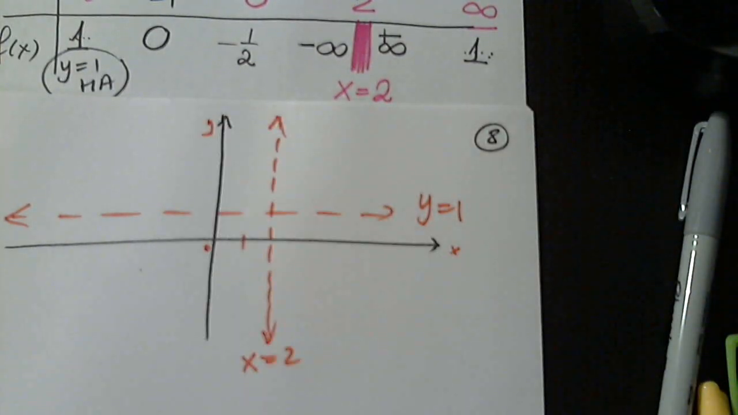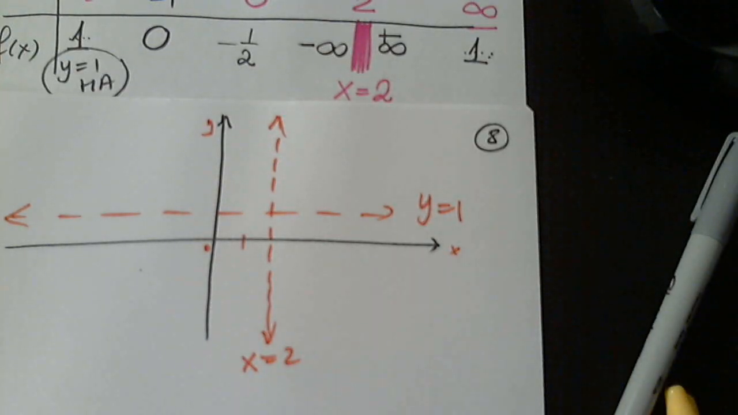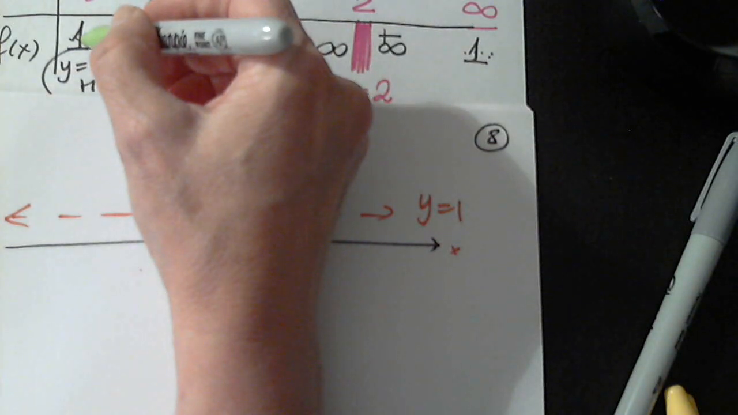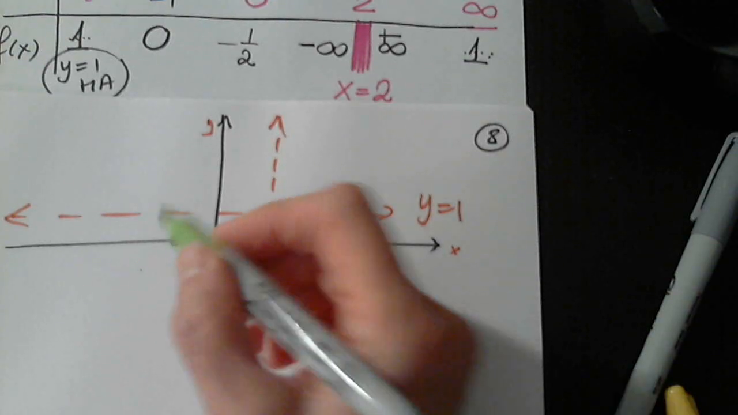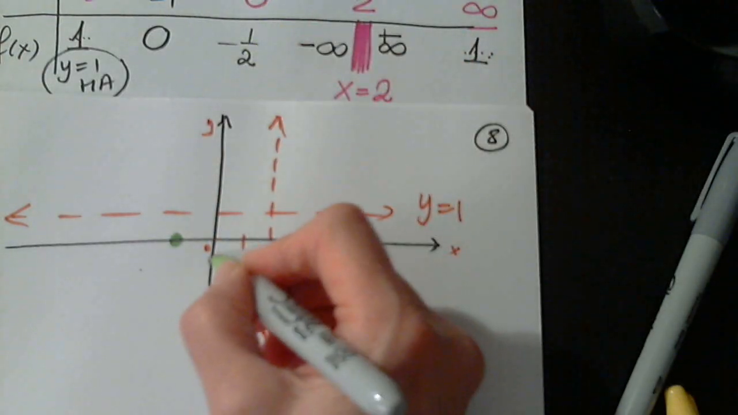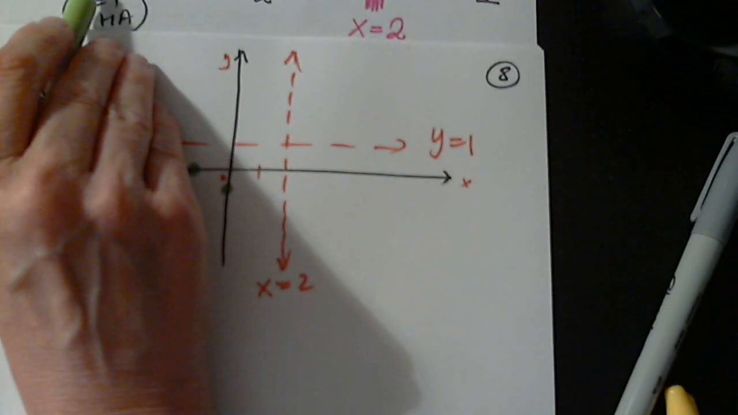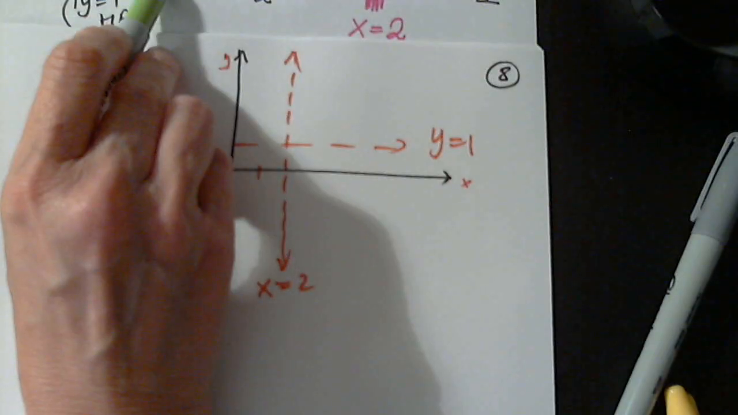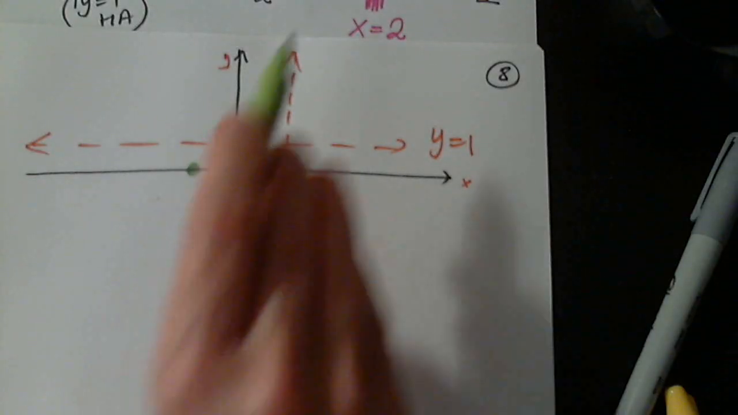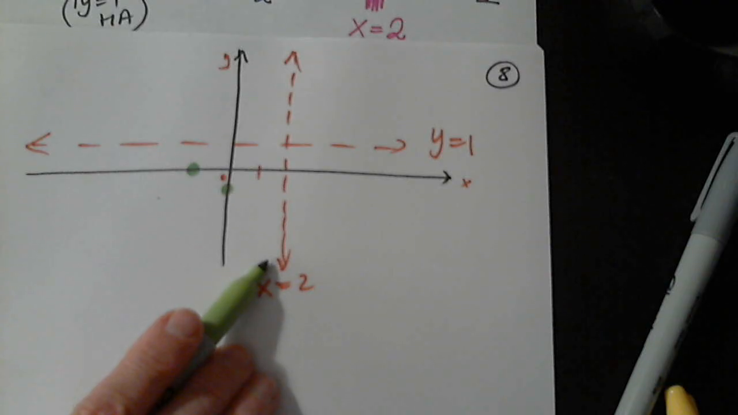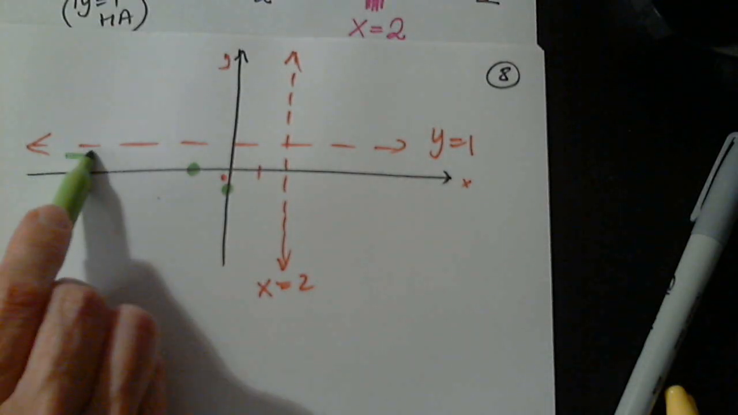And now, slowly but surely, I graph what I see. From approaching 1, crossing at -1, 0, crossing at 0, -1/2, and going to -infinity on the left-hand side of the vertical asymptote. From approaching 1, crossing the x-axis, crossing the y-axis, approaching -infinity from the left-hand side. Okay, very simple.